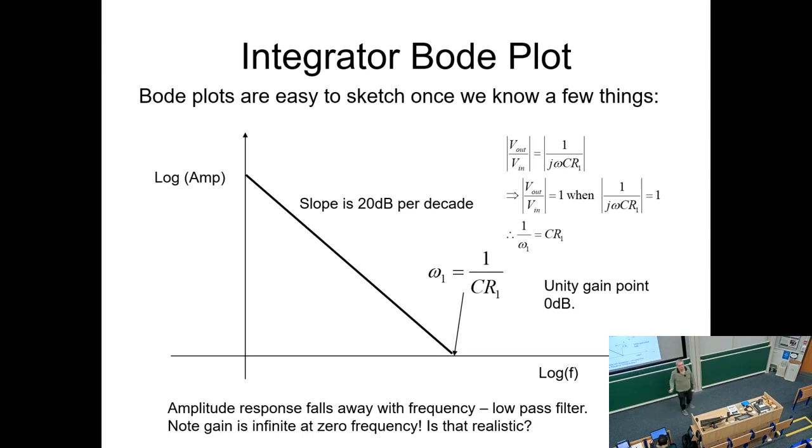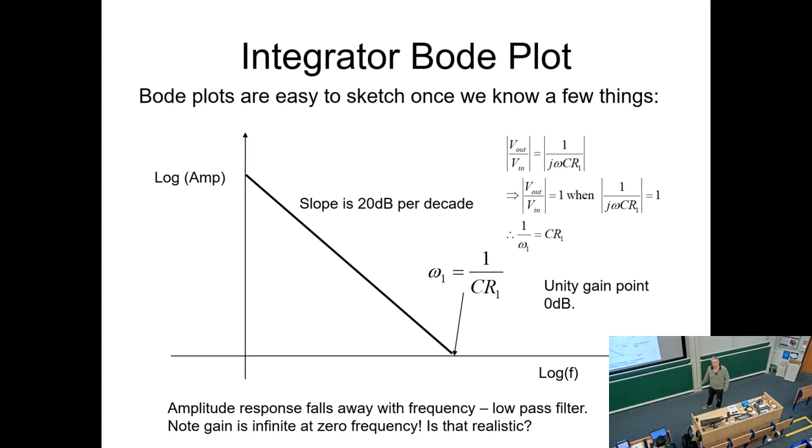Now remember, this is a 0 dB axis, which equates in linear terms to a value of 1. So we ask, what's the value of omega when the transfer function is 1? That gives us the crossing point for this axis. If you've got the crossing point and the slope, you can draw the line. And the slope is always 20 dB per decade.